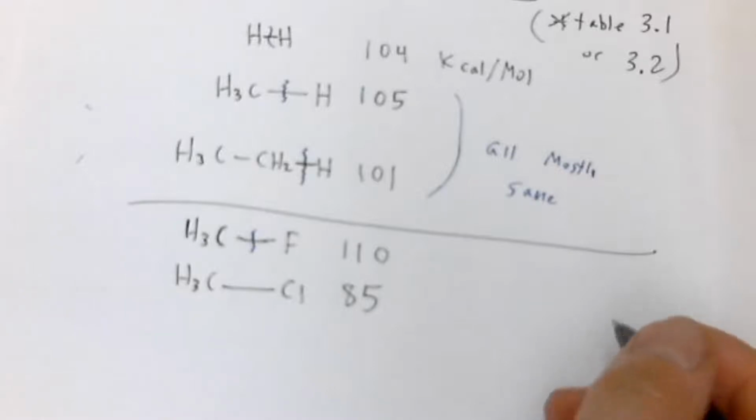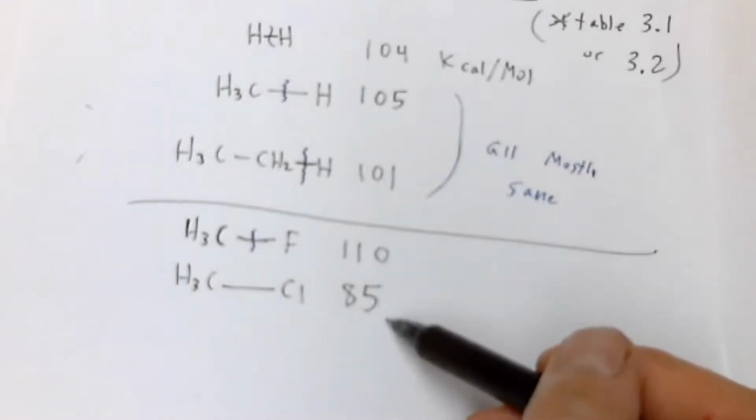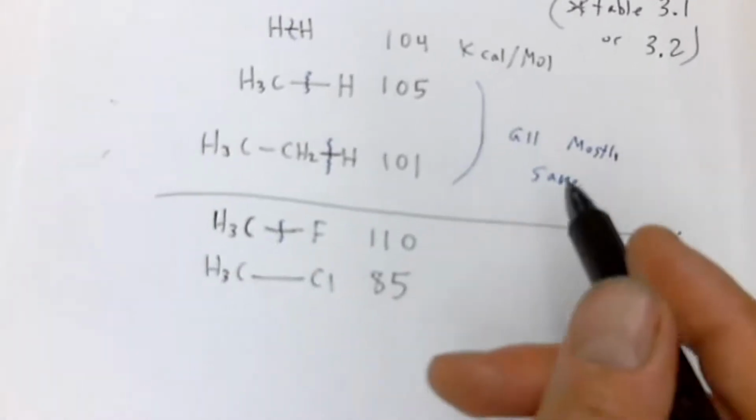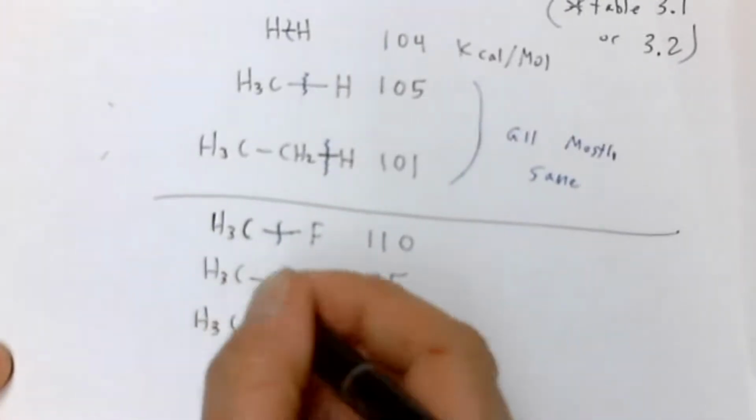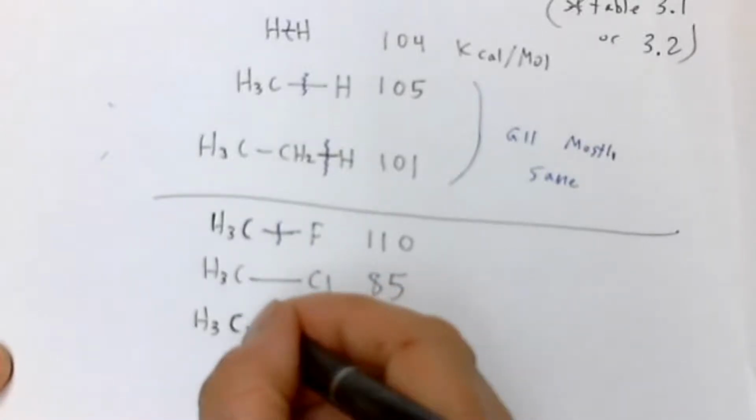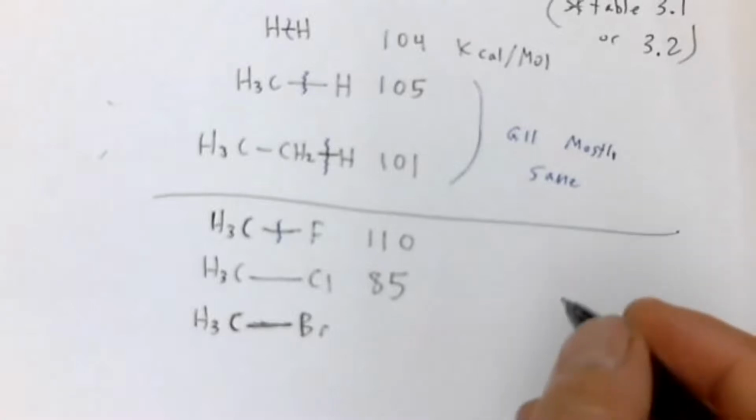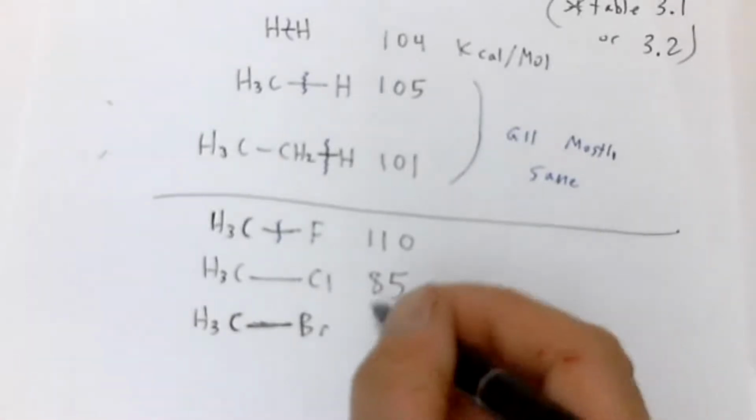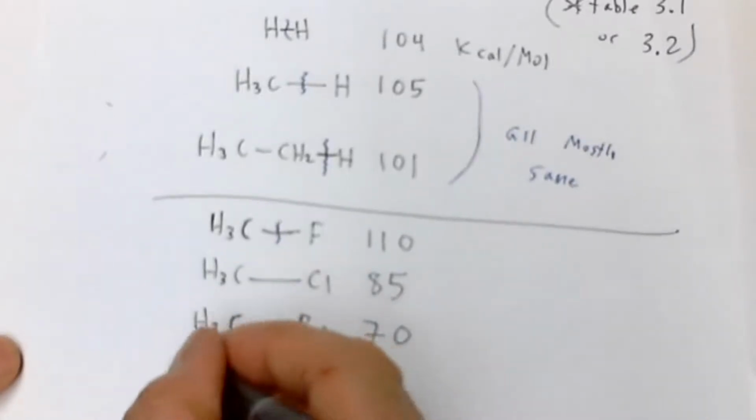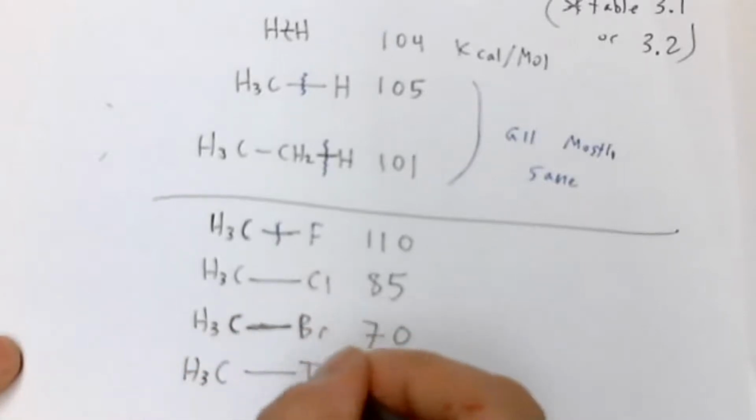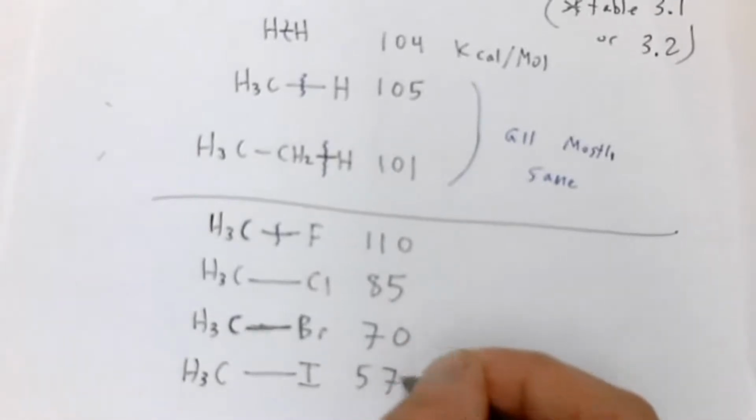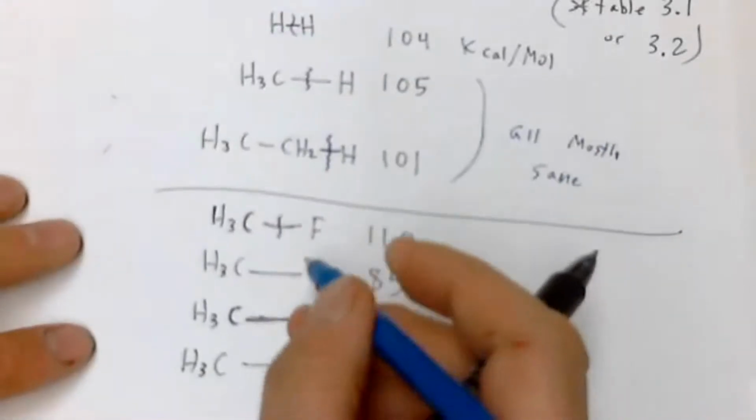That's a huge difference. Would you say that's a stronger bond or a weaker bond? Weaker. Now let's explore this trend a little further. What about bromomethane? You think it's going to be stronger or weaker? Weaker. Let's continue the trend. Yeah, it's 70. So something weird's going on. Let's keep the trend going. Iodomethane: stronger or weaker? Probably weaker. 57. Weaker.